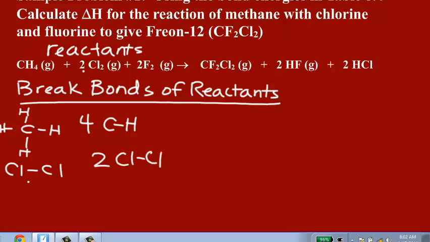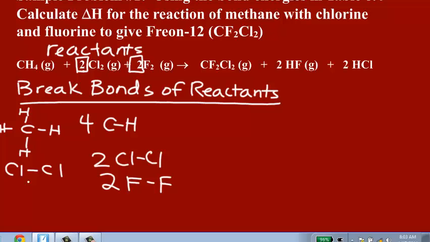And again, F2 is F bonded to F. We're going to have to break 2 of those. How do I know? Because of this, right? That's telling me how many I have to break. So those are all the bonds I have to break, right? Those are all of my reactants.